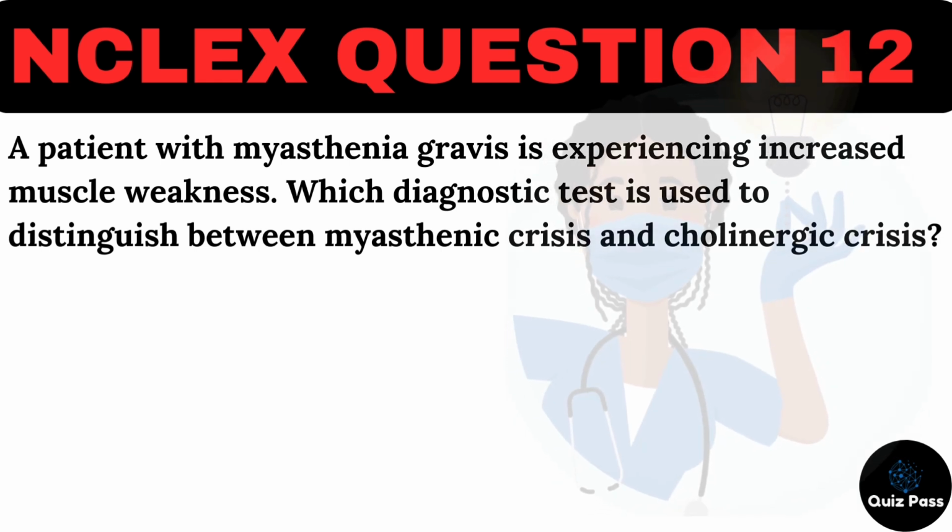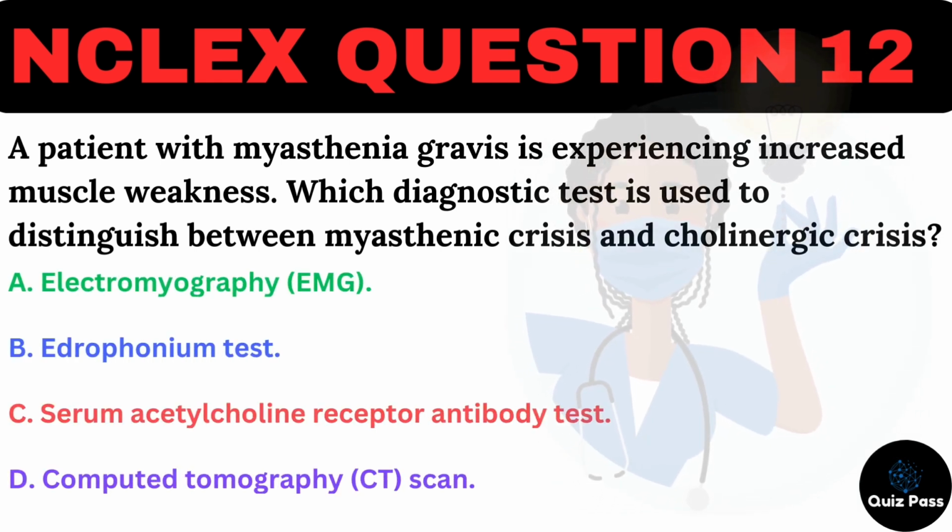A patient with myasthenia gravis is experiencing increased muscle weakness. Which diagnostic test is used to distinguish between myasthenic crisis and cholinergic crisis? A. Electromyography, EMG. B. Edrophonium test. C. Serum acetylcholine receptor antibody test. D. Computed tomography, CT scan.